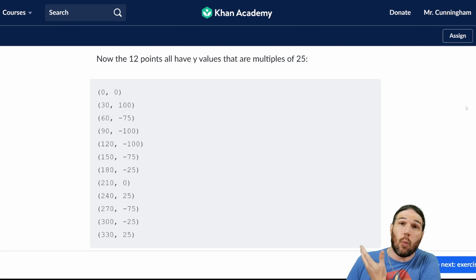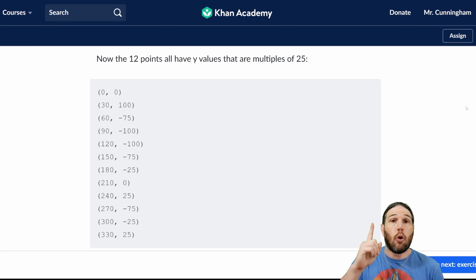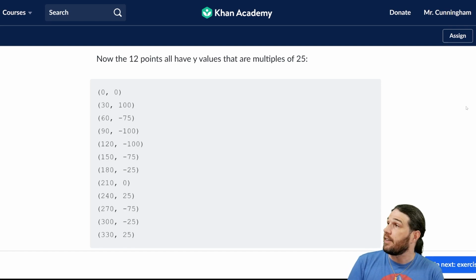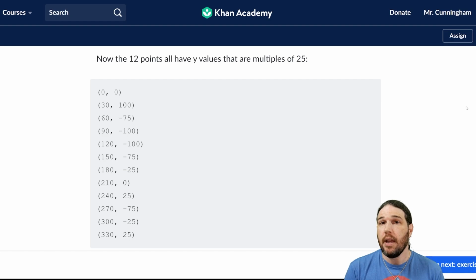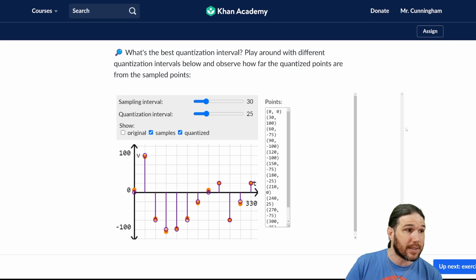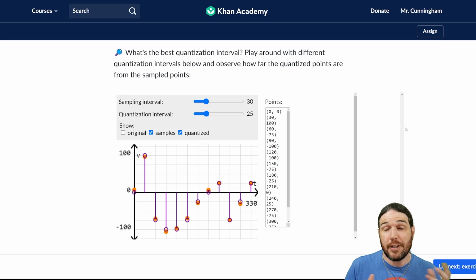So not only is it way simpler than those horrible decimals that we had up above, it's also going to take up a lot less space, because something like -75 is a whole lot easier to represent in binary than something like 74.45602 or whatever. Now the article asks, what's the best quantization interval? Play around with different quantization intervals below and observe how far the quantized points are from the sampled points. If I never hear the word quantization again, it'll be too soon.